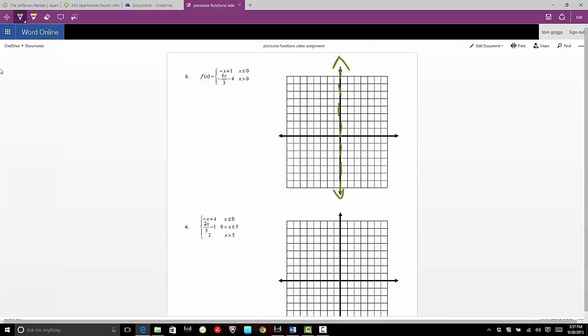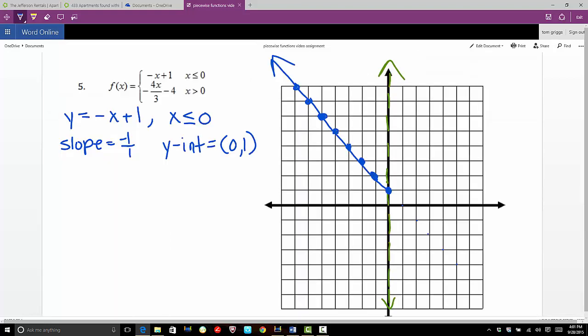Just in case you're confused on how to start it, the border line should be right through the y-axis where x is equal to 0. So there's the first line graphed for number 5. That should be y equals -x plus 1, where x is less than or equal to 0. So that's half our answer.